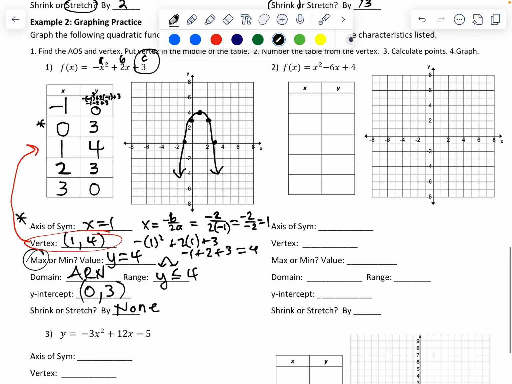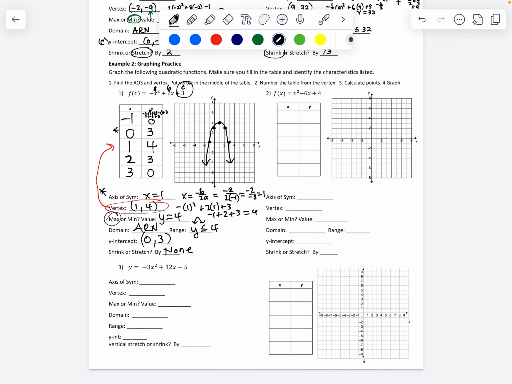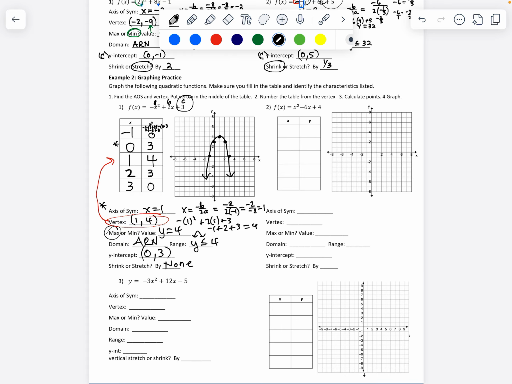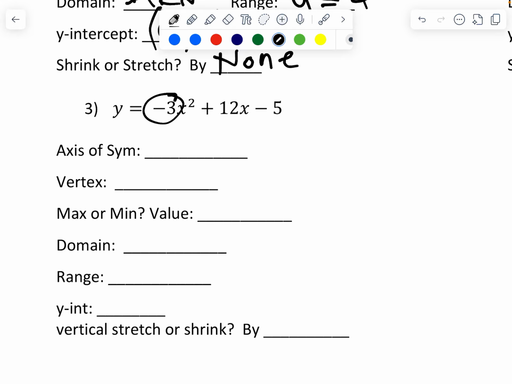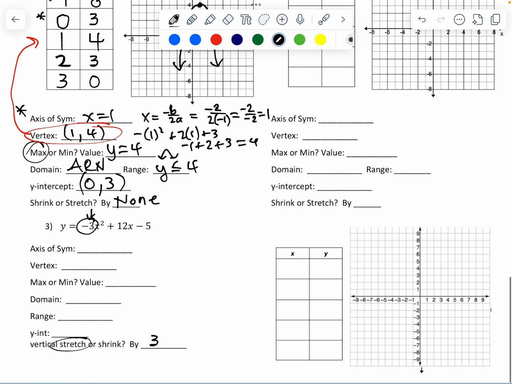That's it. I'm going to leave you guys to finish the rest of those. You can do your homework. The only thing with this one down here is that it's going to have a -3 up front. Since it has a 3, this is going to be a stretch by 3. For the rest of it, see what you can do with the graphs, fill all of that in, and follow what I did up above.